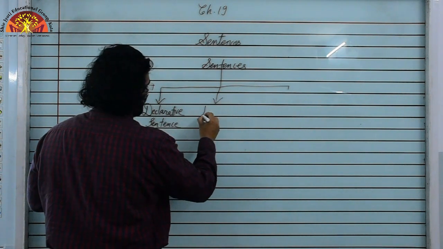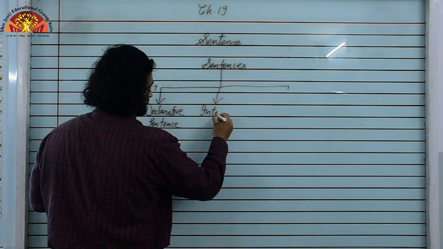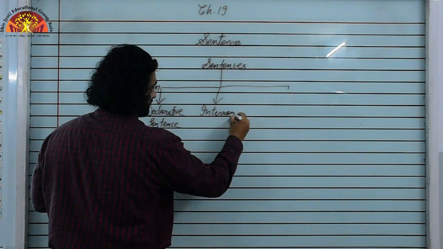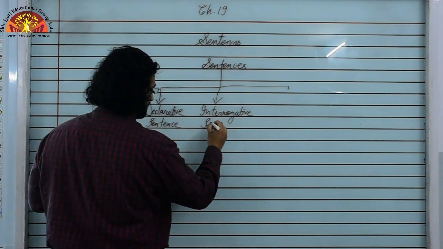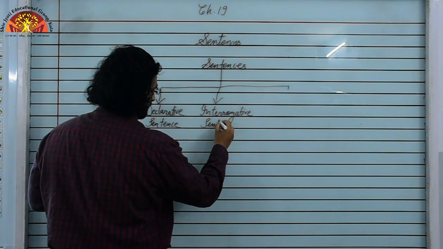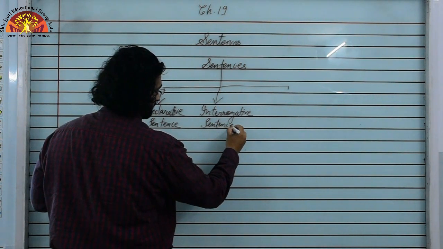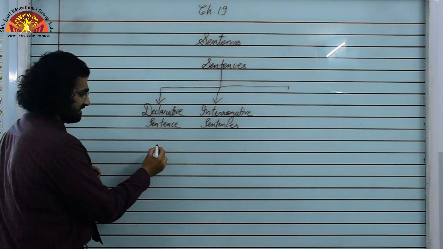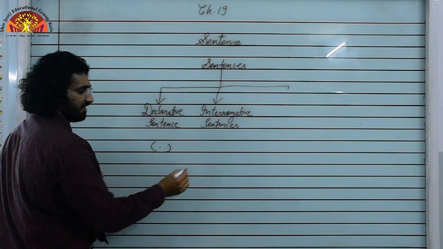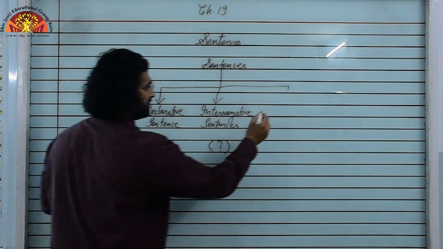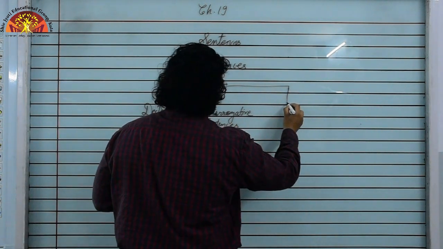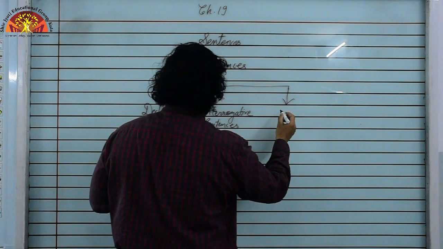Then we have interrogative sentences. Interrogative sentences always end with a question mark, okay? Declarative sentences, they end with a full stop. Interrogative sentences, they end with a question mark, okay? When you find them in written form, you will be able to recognize them.